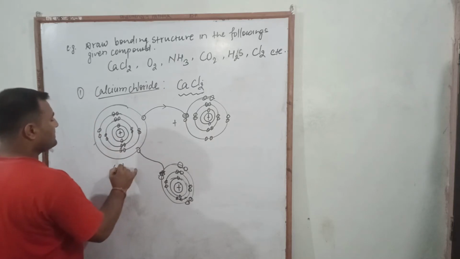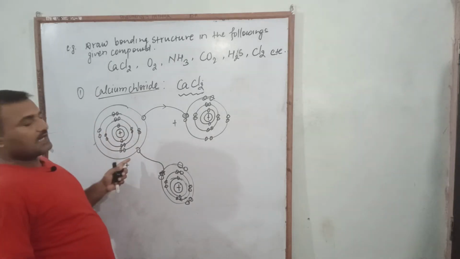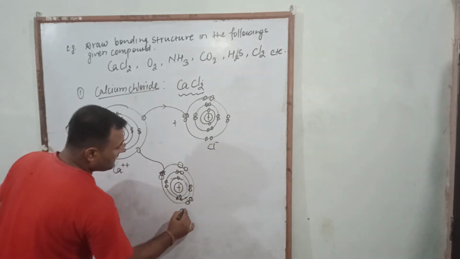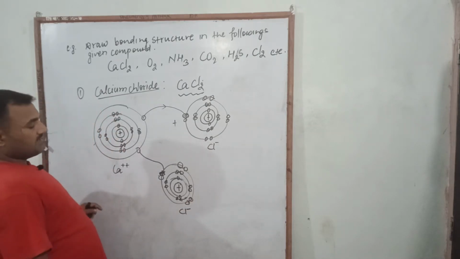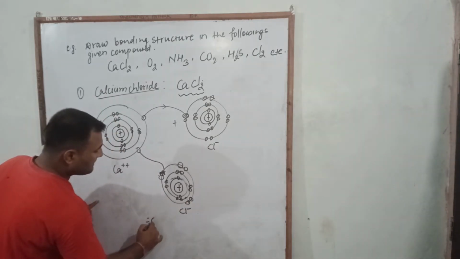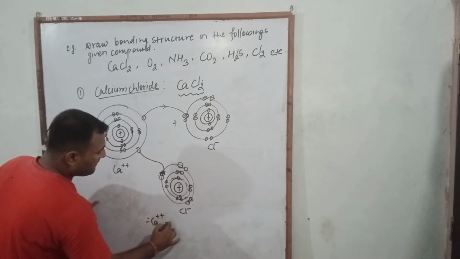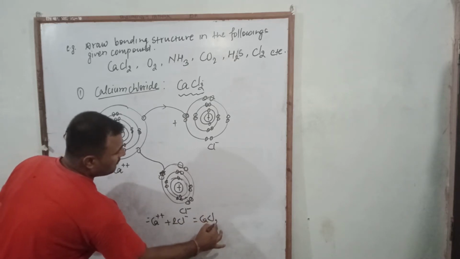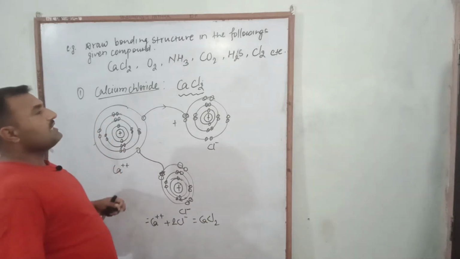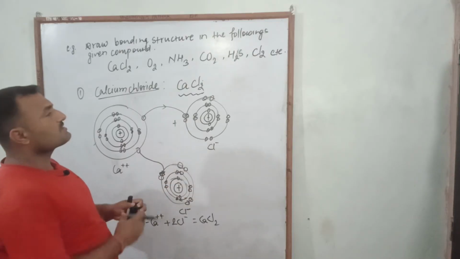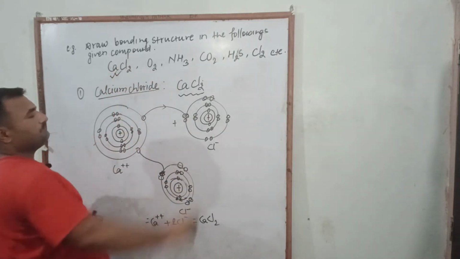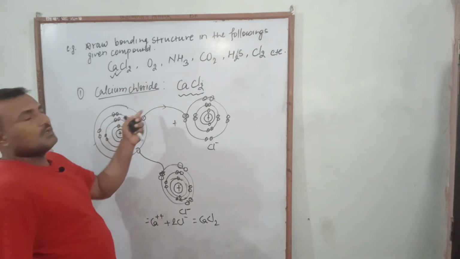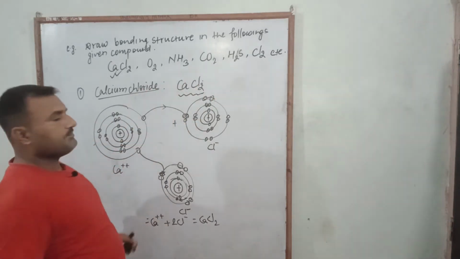It becomes Ca2+ because 2 electrons are lost. Each chlorine gains 1 electron and becomes Cl-, which can be described as Ca2+ plus 2Cl-, and that gives calcium chloride. In this way, we can explain the bonding structure of an electrovalent compound. The transfer of electrons takes place from metal to non-metals.